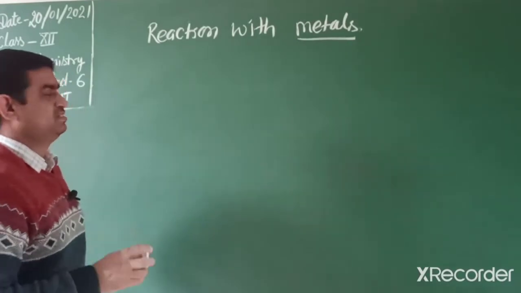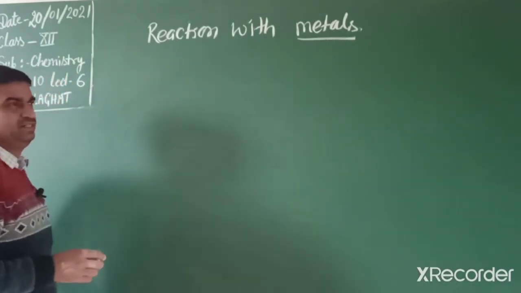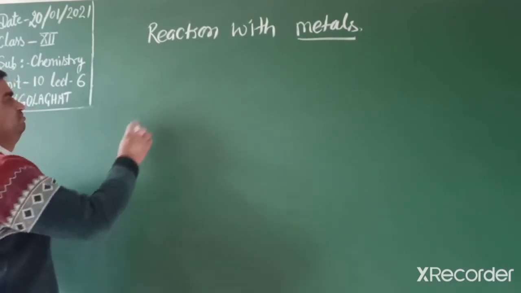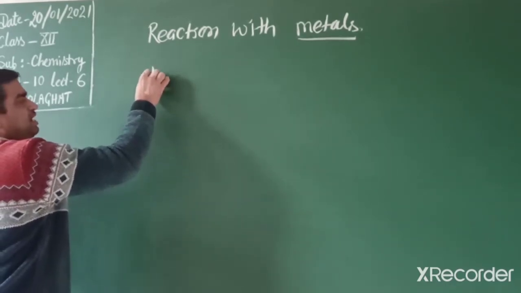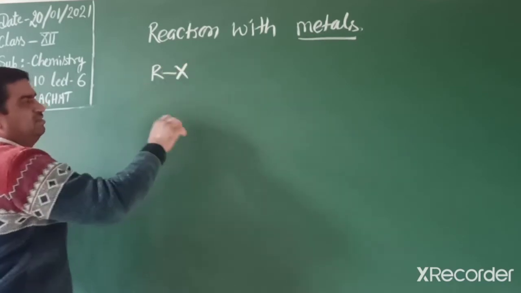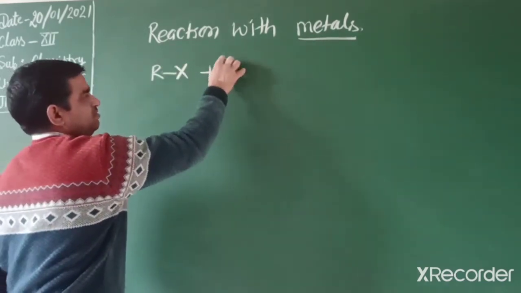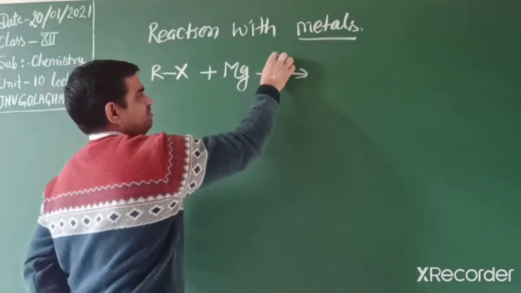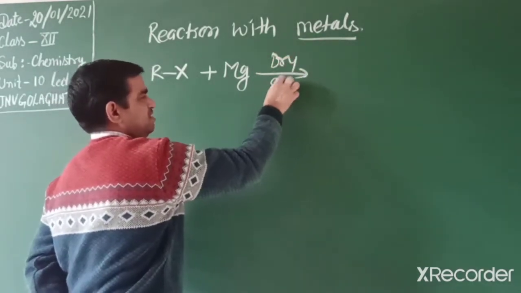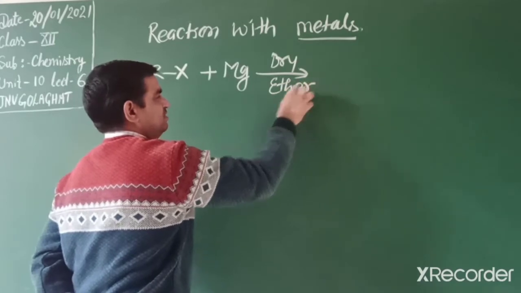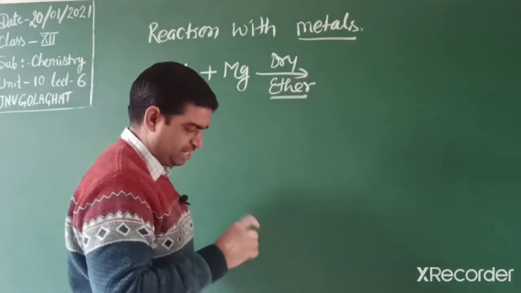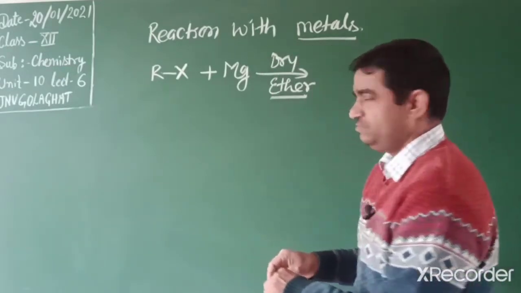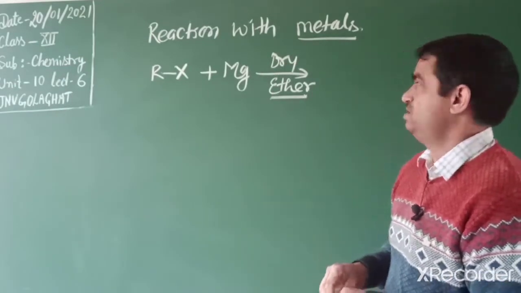So students, the first reaction we explain is the reaction with magnesium metal, and after that sodium. When alkyl halides react with magnesium metal in the presence of dry ether, a scientist explained this reaction. In this reaction we get the Grignard reagent.